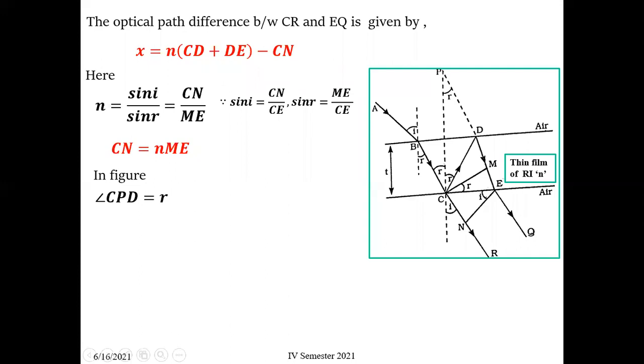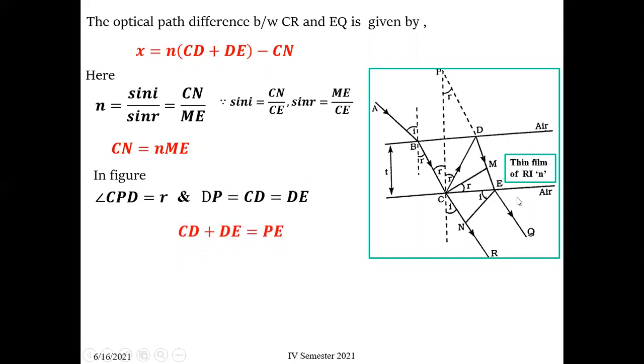Till it reaches the point P, it can form the triangle CPD, with angle of reflection r. This is the isosceles triangle. So as per the properties of the isosceles triangle, DP should be equal to DC, which means this should be equal to DE. As per the properties of the isosceles triangle, DP is equal to DC, and this should be equal to DE.